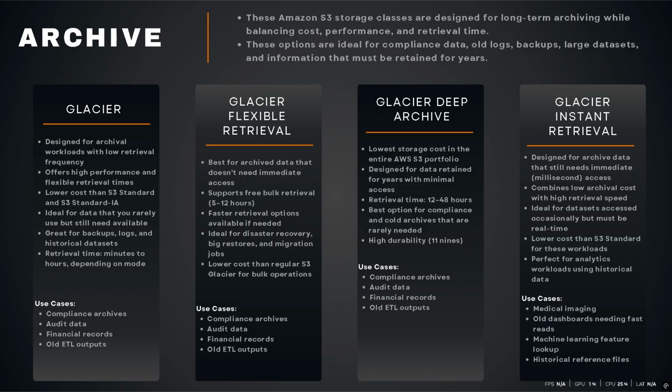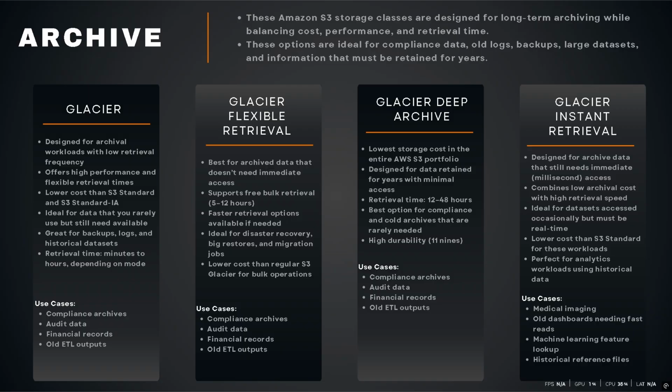And coming to use cases like audit data and financial records, most of the time the use case would be the same, but it depends on how often you need them. Flexible retrieval is best for archive data that doesn't need immediate access. It supports free bulk retrieval, meaning 5 to 12 hours, and faster retrieval options are available, ideal for disaster recovery, big restores, and migration jobs. Lower cost than regular S3 Glacier for bulk operations.